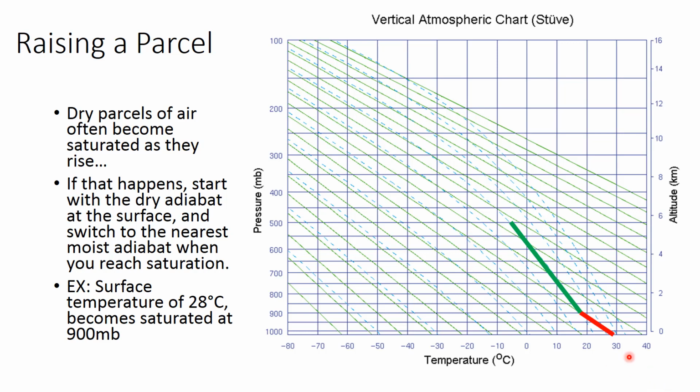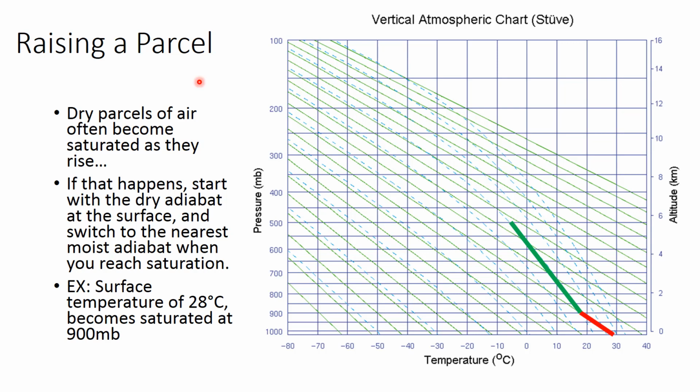So suppose you have a parcel of air that's dry at the surface, and it has a temperature of 28 degrees Celsius. You would follow up the dry adiabat from the surface, 28 degrees, until the height that it becomes saturated. And here I say, okay, it becomes saturated at 900 millibars. And then all I would do is follow it up until I get to my desired height. In this case, let's say my desired height is 500 millibars. So I would just follow it up until I reach 500 millibars.